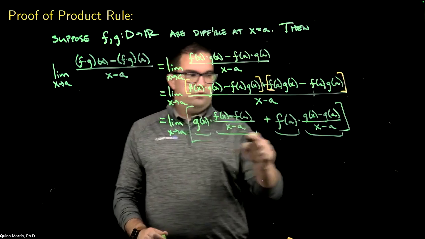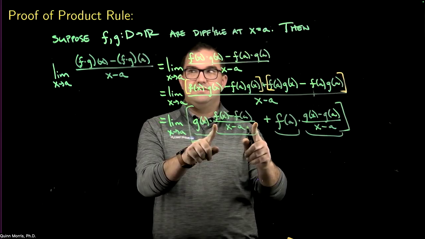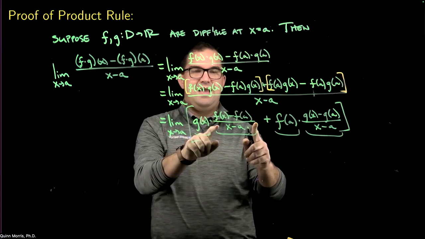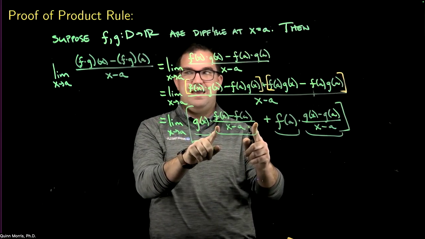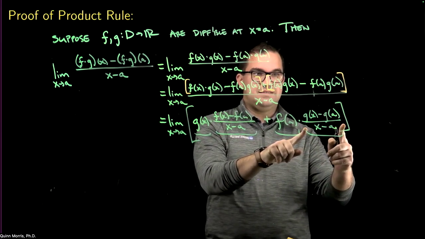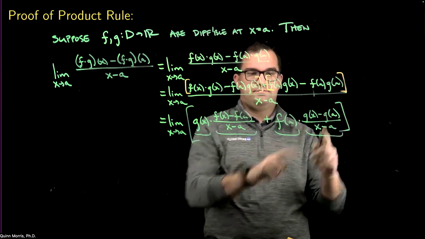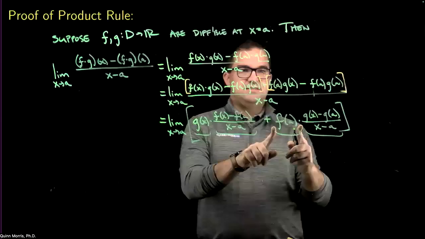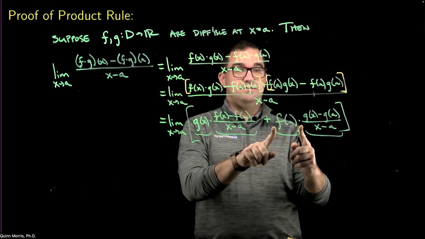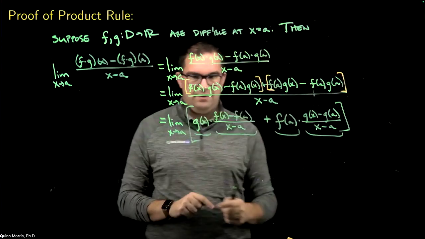Now, if I just look at these two, the limit as x approaches a of this exists because f is differentiable at a. This is just f prime of a. Likewise, this limit exists because g is differentiable at a. This is just g prime of a. The limit of this piece exists because it's just a constant, right? The limit of any constant is just that constant. So this is just f of a.